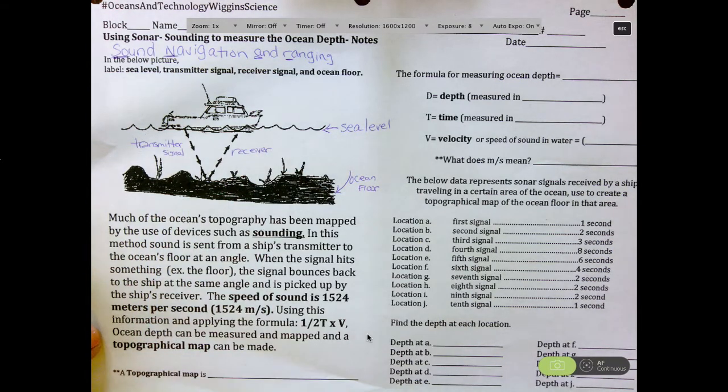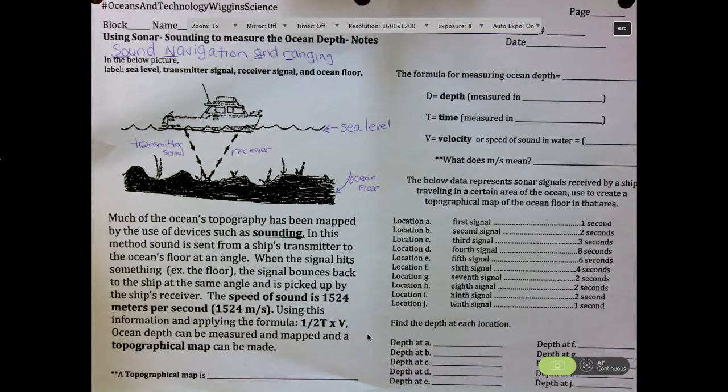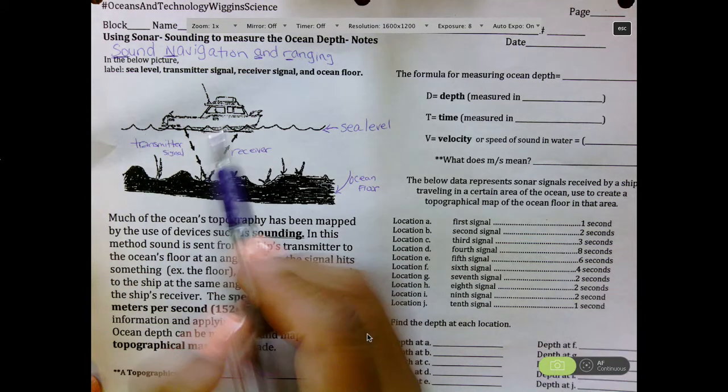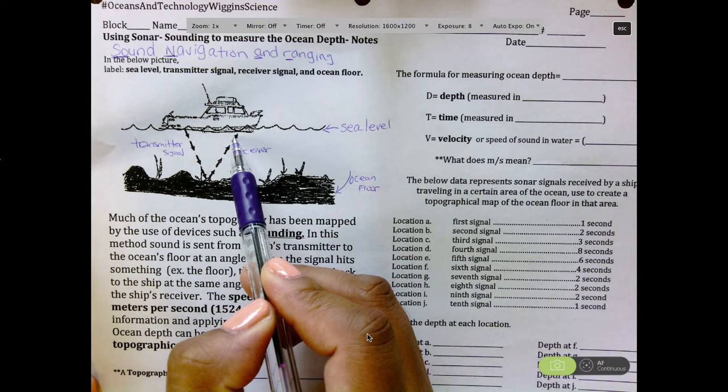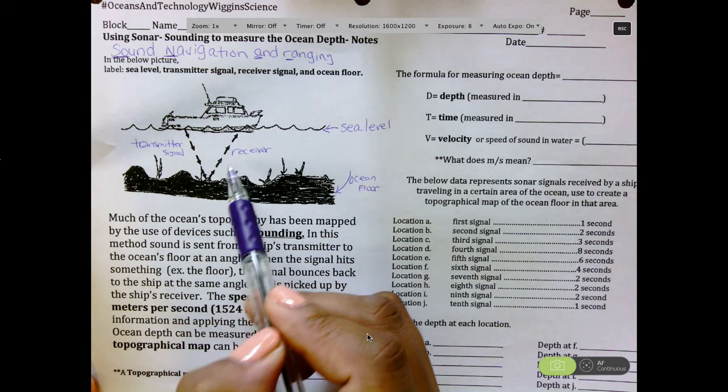This is like echolocation of a bat or a dolphin. They send signals out so they can know how far of a distance they are between themselves and another object. So every time it sends a signal, it waits for it to come back, and it records the amount of time it took for it to all come back to the boat.